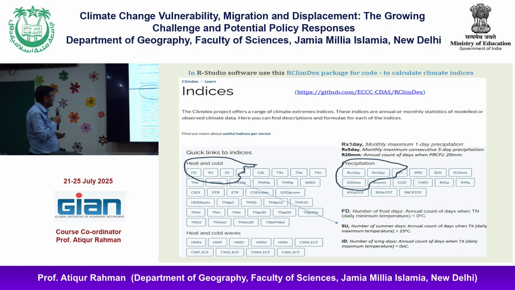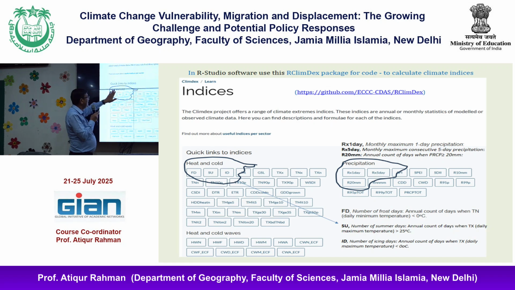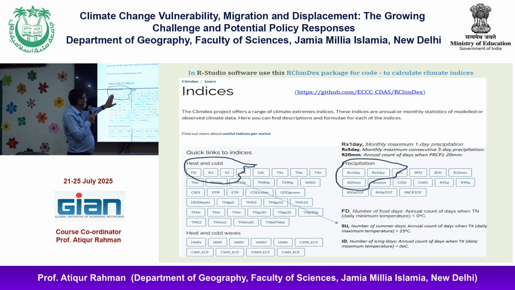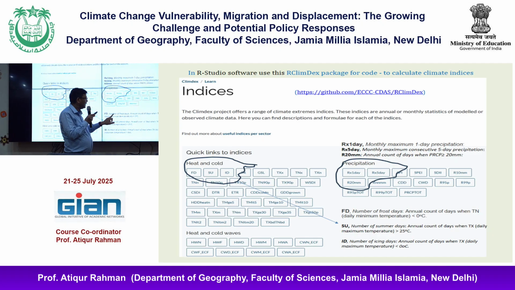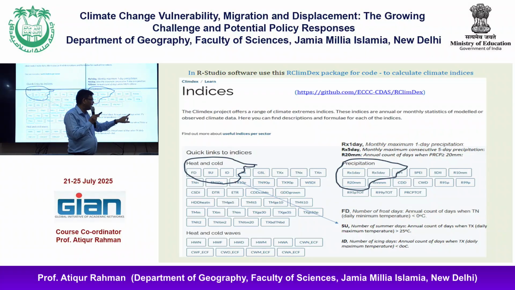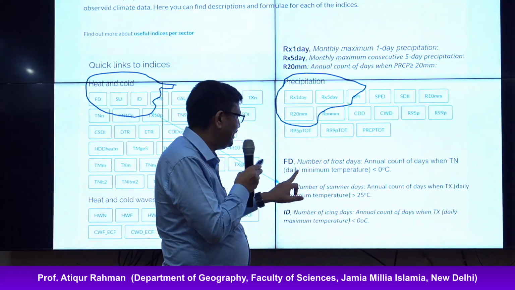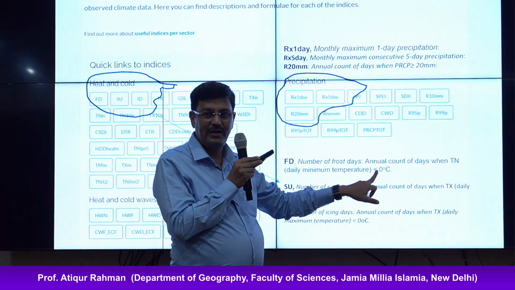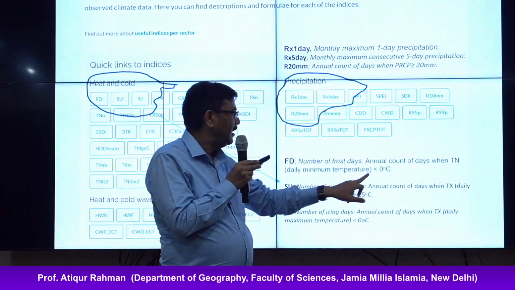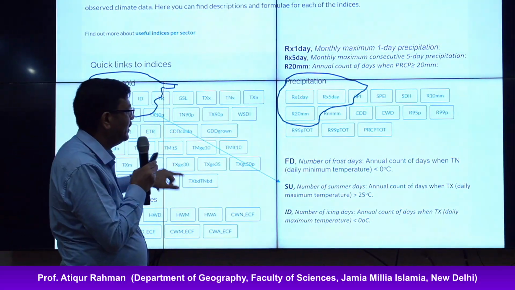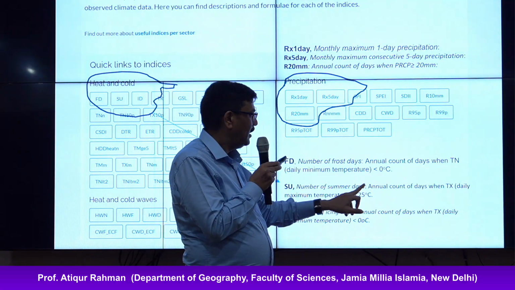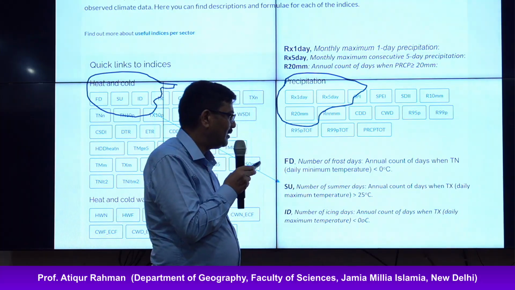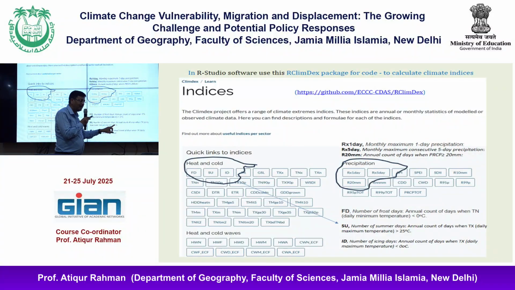So these are the n number of indices what we have. These are the heat and cold indices. What we have? FD, SU. I put here FD, that is number of frost days. This is the annual count of days when daily minimum temperature is less than 0 degrees centigrade. You know? The second parameter SU is the summer days, the annual count of days when daily maximum temperature is more than 25.